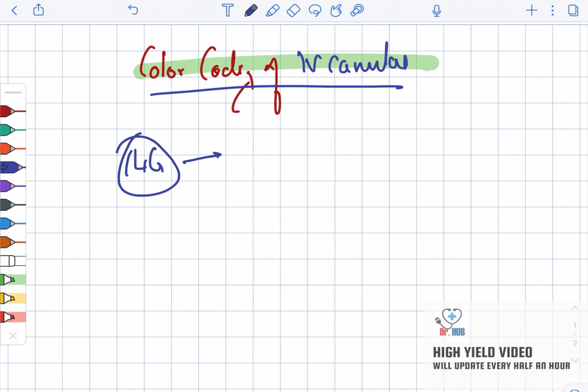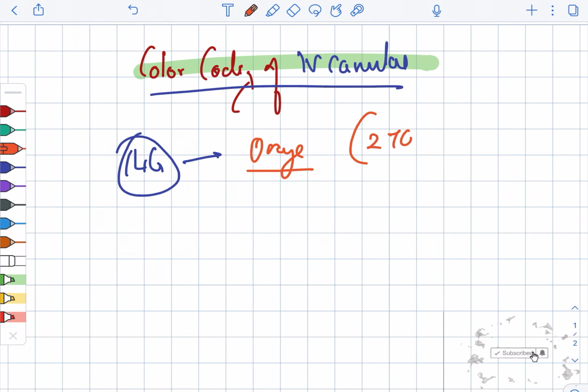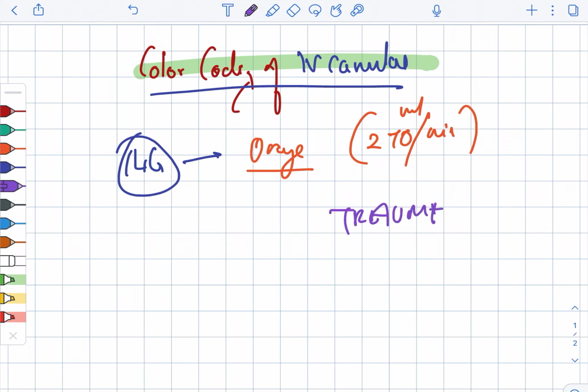And this is orange in color. If you look at the flow rate, it is about 270 ml per minute, and this is mainly used in case of trauma patients and in case of large volume replacement.